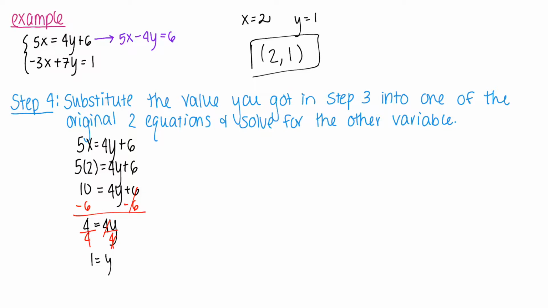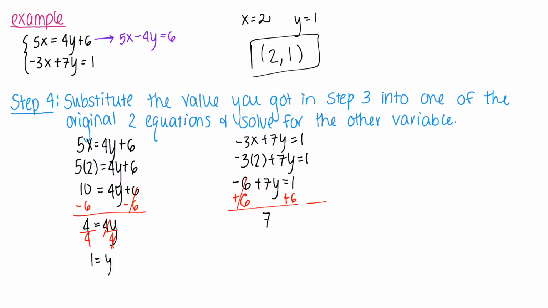But let's say that we didn't use this equation. Let's say we had instead used the bottom equation, negative 3x plus 7y equals 1. Would we have got the same answer for y? Well, plugging in just the 2 and we'll solve for y. So negative 3 times 2 plus 7y equals 1. This will be negative 6 plus 7y equals 1. Add 6 to both sides. 7y is equal to 7. And voila, you get y equals 1. So either way, either equation, as long as you've done everything else right, you'll get the same answer when you go to find the last variable.